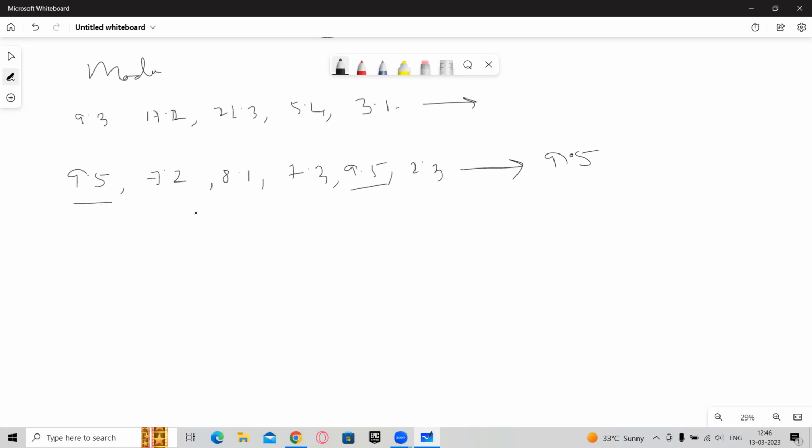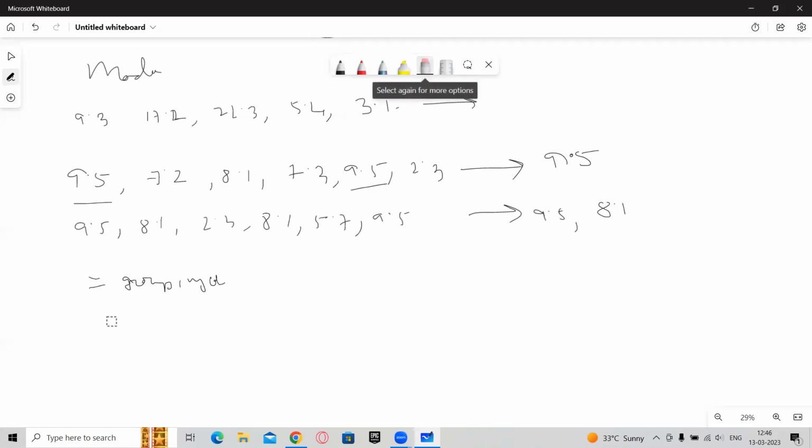Sometimes your data can have multiple modes, say 9.5, 8.1, 2.3, 8.1, 5.7, 9.5. You can consider here that 9.5 and 8.1 are your multimode values. Mode is nothing but we group the values and count them. So mode is a representation of grouping count.